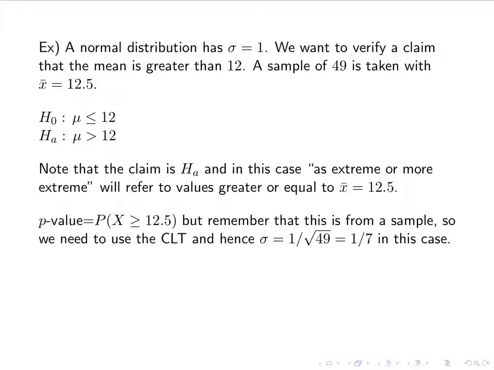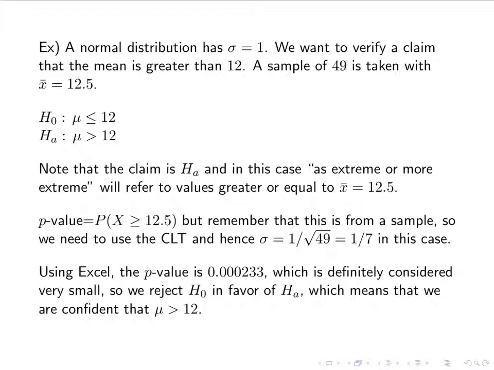We also have to remember that this is from a sample, so sigma isn't 1, sigma is 1 over the square root of n. So remember, we're using the central limit theorem here because we have a sample. So when finding this p-value, this probability, we need to remember that sigma is going to be 1 over 7 in this case. We'll also use Excel. We know how to use Excel for the normal curve. So if you want to, you can pause the video, take out Excel, and try this on your own and make sure you're getting the same value.